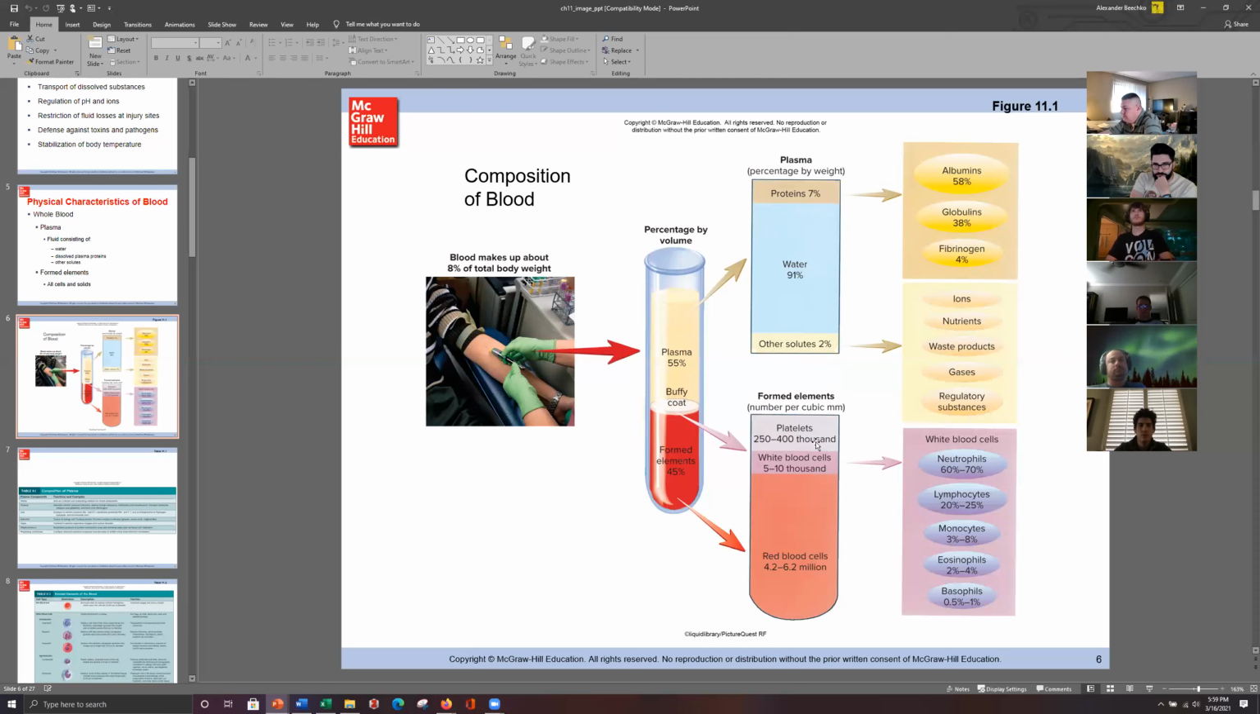The buffy coat consists of white blood cells and platelets. These precipitate out as their own individual layer, separate from plasma and the red blood cells. Okay, so this is per cubic millimeter. Another way to think about this is per unit of microliters.